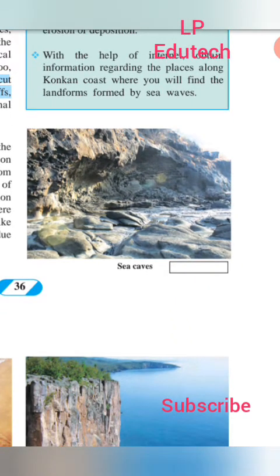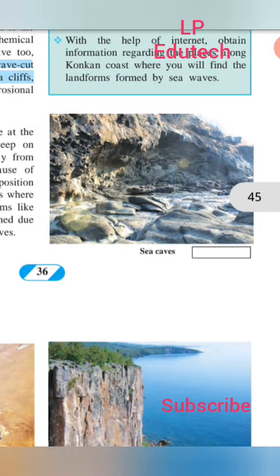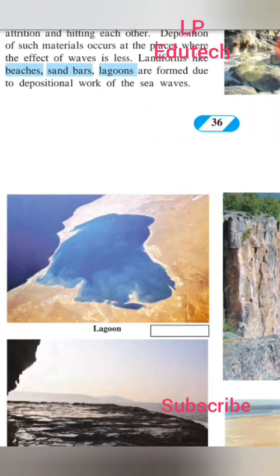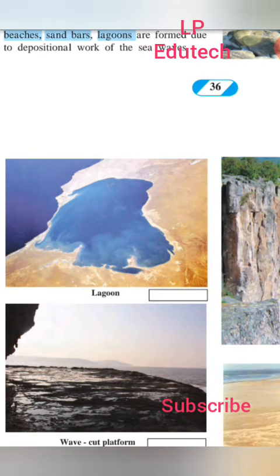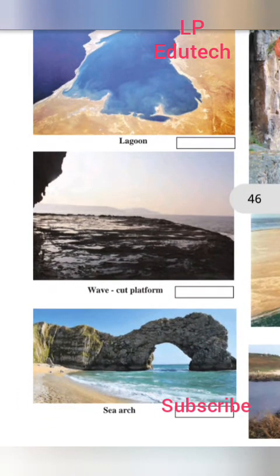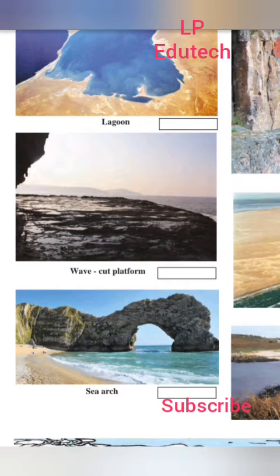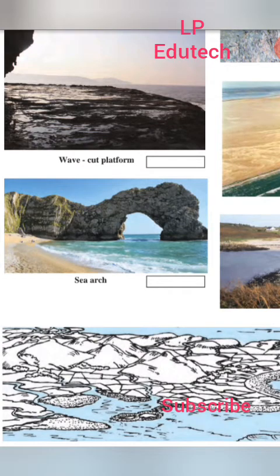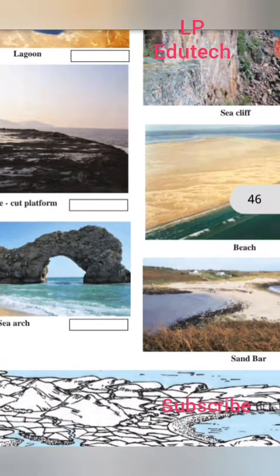Number 1, we have sea caves. We just learned how they are made. Sea caves are made by the erosional work of the sea waves. Next we have lagoon. Lagoons are made due to the deposition work of sea waves. Next we have a wave cut platform. These wave cut platforms are made due to the erosional work of sea waves. The next is sea arch. These sea arches are made by the erosional work of sea waves.